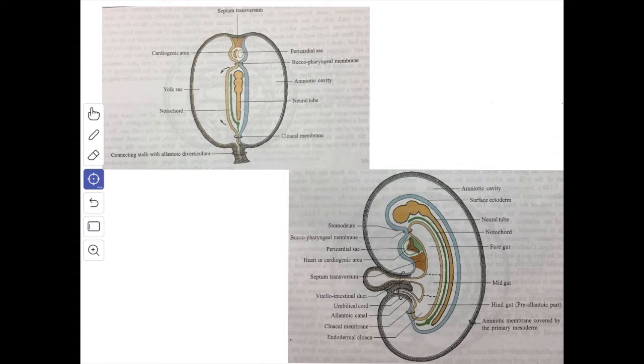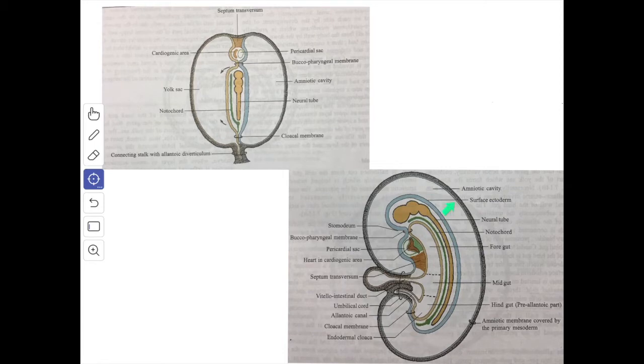These foldings convert the flattened germ disc into a cylindrical embryo and help to establish the contour of the embryo. The cephalocaudal folding is mainly caused by the rapid and longitudinal growth of the central nervous system, and the lateral foldings by the formation of rapidly growing somites. During the process of the embryonic folds, the growth of the yolk sac is retarded.